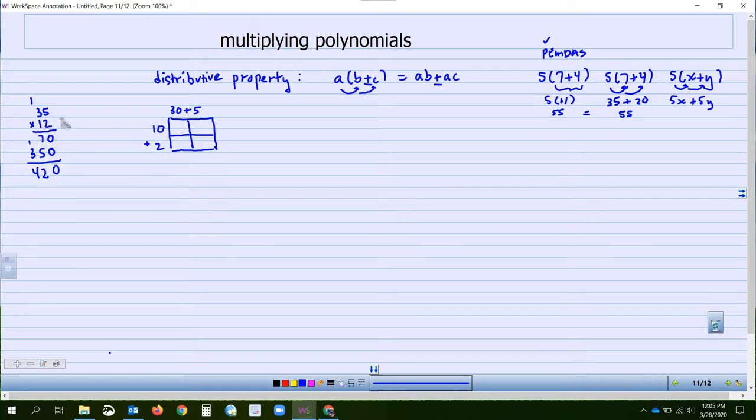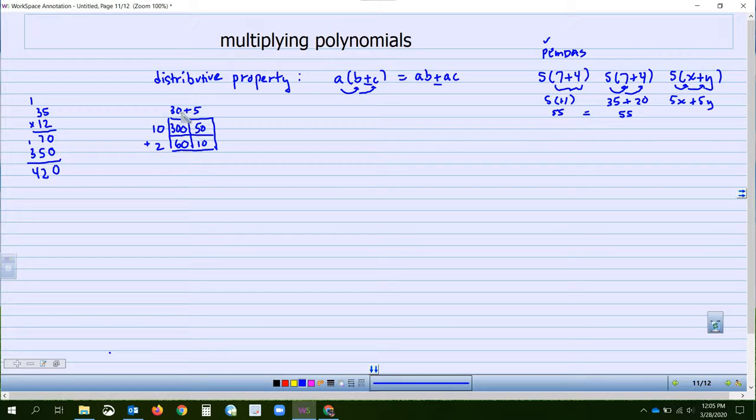So this first part is 30 times 10. And when you do 30 times 10, you get 300. And then 5 times 10 would be 50. And 30 times 2 would be 60. And 5 times 2 would be 10.